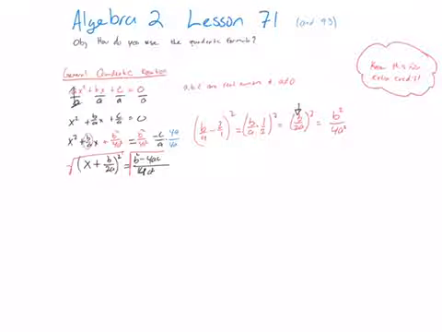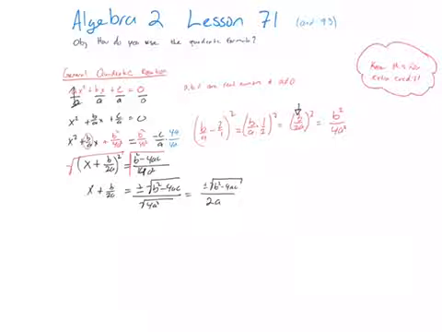Getting closer, now we take the square root of both sides, and that will get me x plus b over 2a is equal to the plus or minus square root of b squared minus 4ac over the square root of 4a squared. The denominator comes out to just be 2a, because the square root of 4 is 2, the square root of a squared is a. The top just stays the same. And we are almost there.